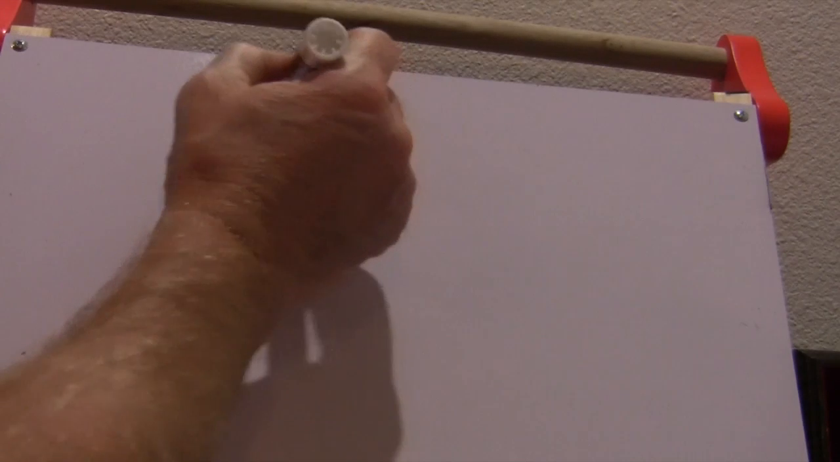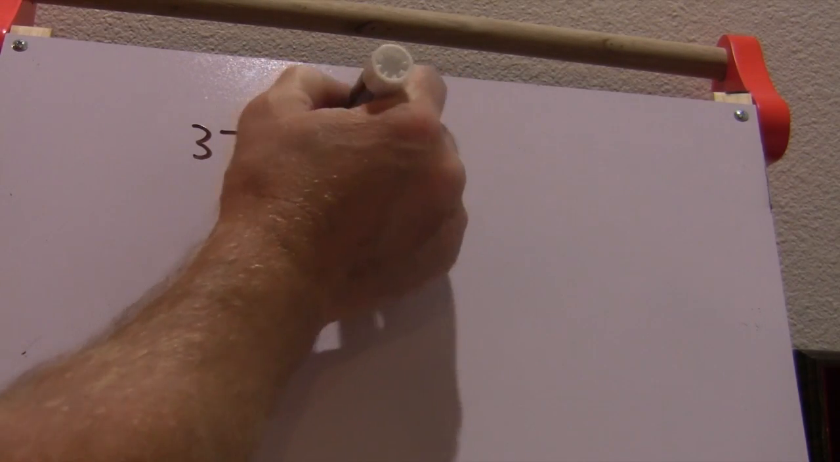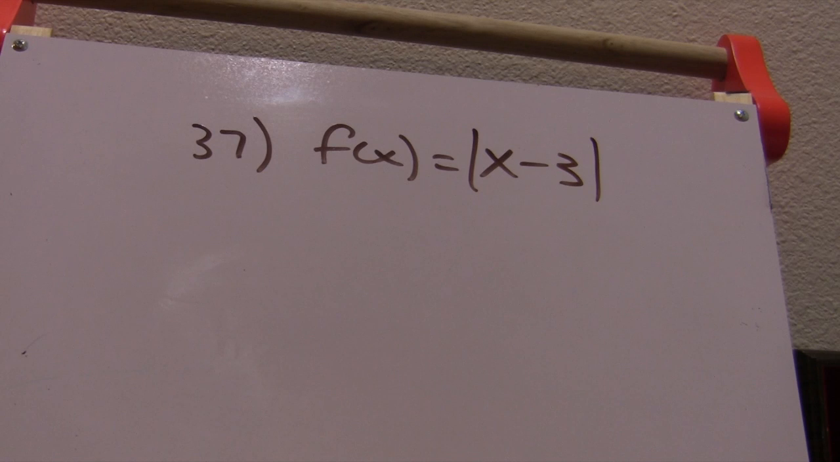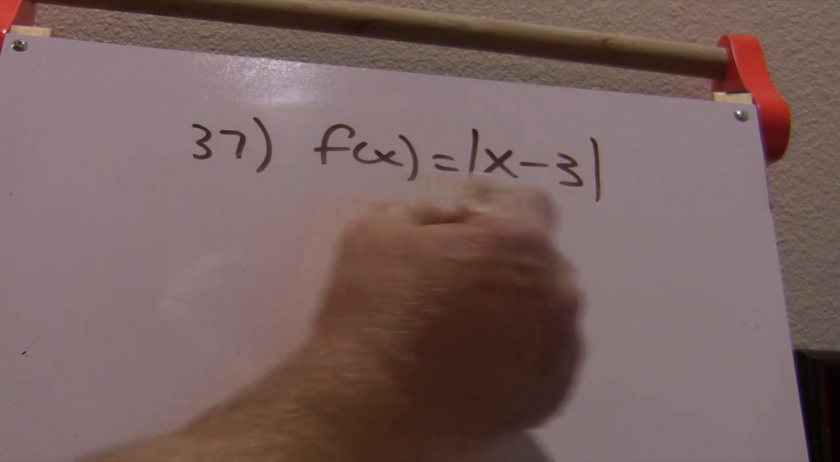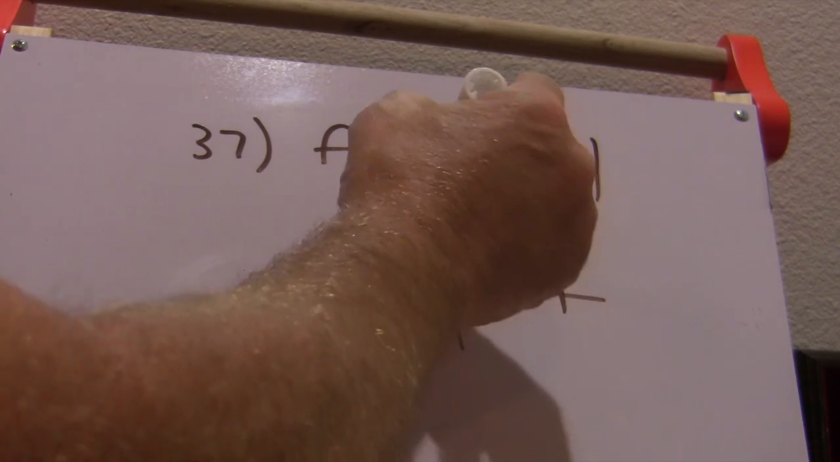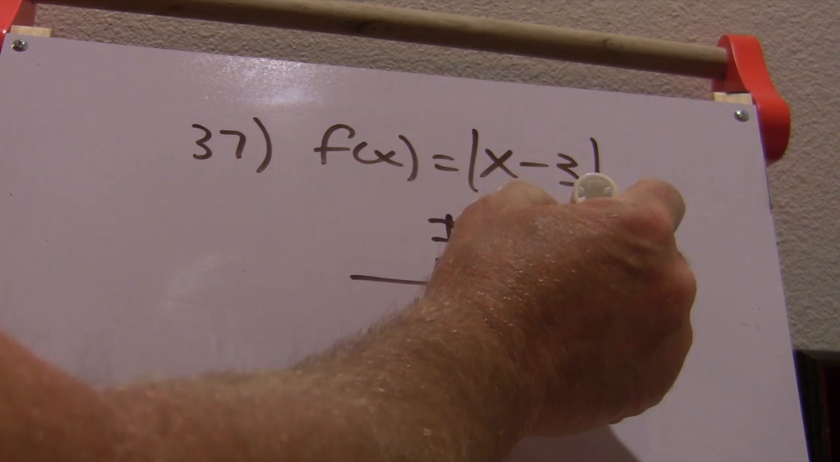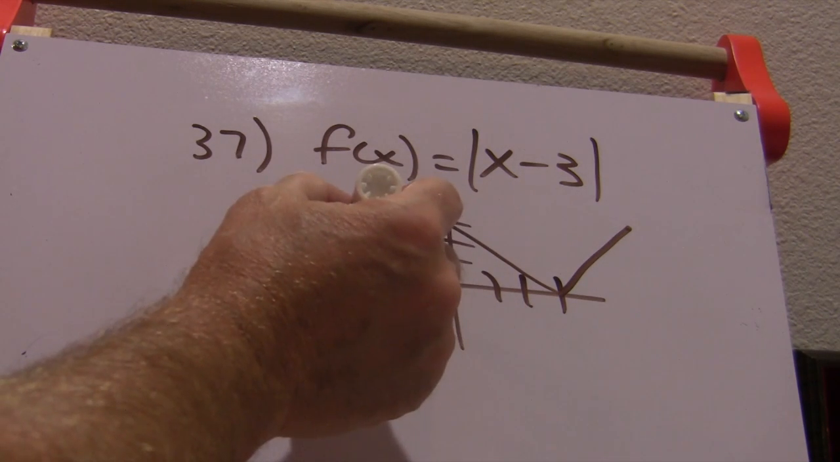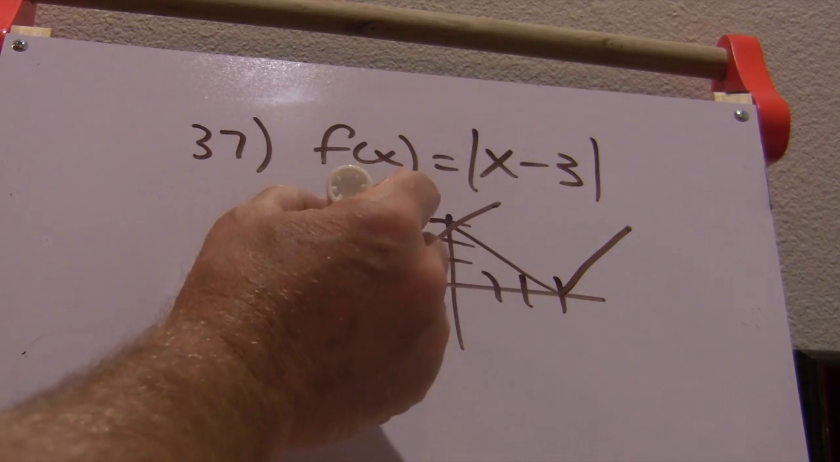So let's go to 37. On this one it says, describe the transformation of the graph of f of x equals the absolute value of x minus 3. So this is our starting point. And then it says describe the transformation. So if we look at the graph, it's over 3 to the left of the 0. So that would look like this.